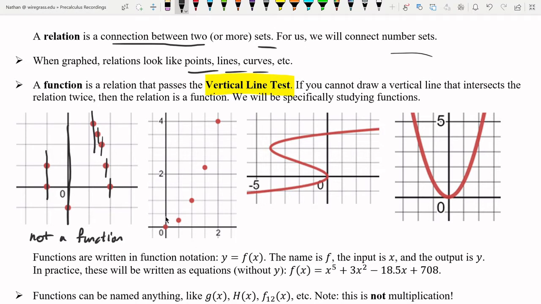Okay, for this next one, I can draw a vertical line here, here, here, here, and here. And you can see it never crosses twice. So this is a function. On this relation, I can draw a vertical line right here. It crosses it three times. That means it's not a function.